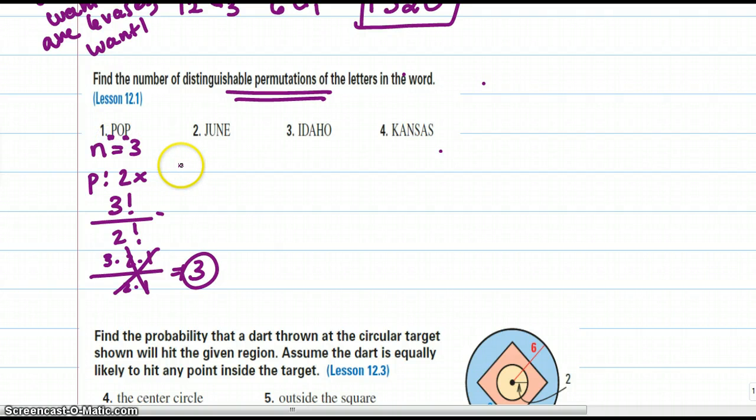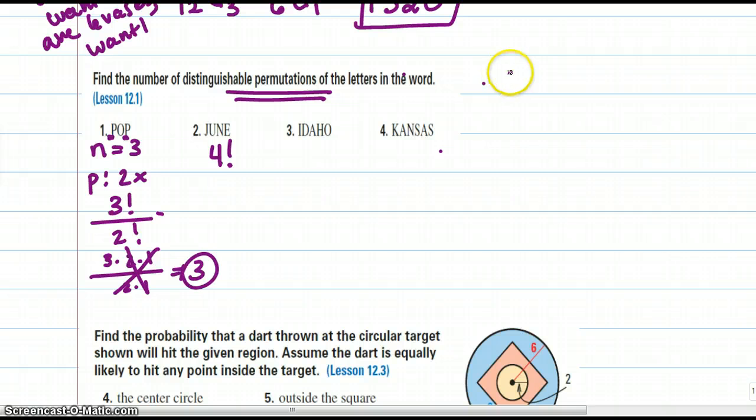Let's look at the word June and the word Idaho. Are there any repeating letters in June? No, but there are 4 letters, so the answer is just 4 factorial. Since there's no repeating letters, we don't need to divide it by anything.